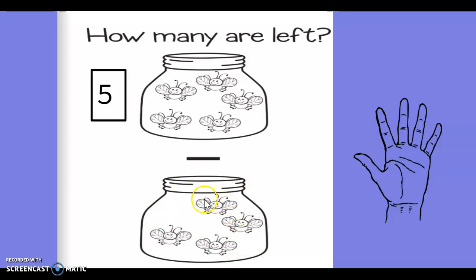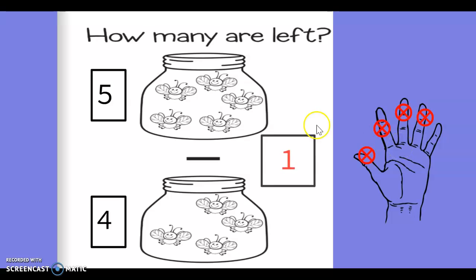So let's count how many we have to take away. 1, 2, 3, 4. So how many fingers are we going to take away? 4. Good job. Let's take away 4 fingers. Ready? Go. 1, 2, 3, and 4. Okay, so how many do we have left? 1. Good job. Okay, so if we have 5 minus 4 equals how many? 1. Awesome.